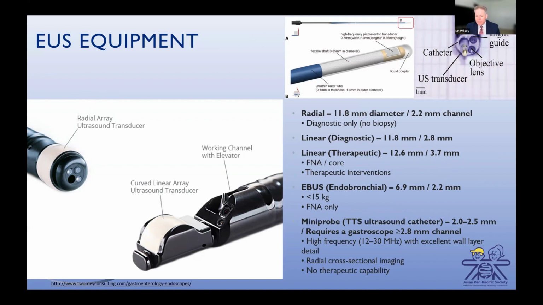The radial scope is about 11.8 millimeters, similar to an ERCP scope. By convention, a neonatal endoscope is 5.9 millimeters. An adult endoscope is roughly 9 millimeters, whether it's the 8.8 or the 9.2. With the linear scopes, you're able to have therapeutic capability. Radial scopes, whether it's the basic radial scope or the mini probe, which is a through the scope ultrasound catheter, are typically diagnostic. The EBUS is 6.9 millimeters and 2.2. You need a working channel of about 2.8 to get the mini probe through, and again, no therapeutic capability.